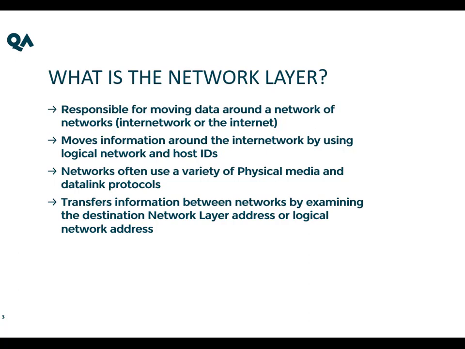The network layer also transfers information between networks, and it does this by examining the destination network layer address, or logical network address. It then takes that packet and routes it through the internetwork by using intermediate systems which we call routers. The packet moves router by router, or hop by hop, through the internetwork to the target network. Once it's reached that destination network, the hardware address can then be used to deliver the packet to the target node. The main appliance that we have working at layer 3 is a router, but we do have other devices as well.